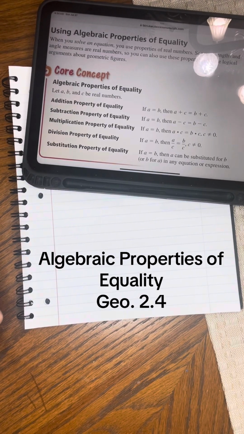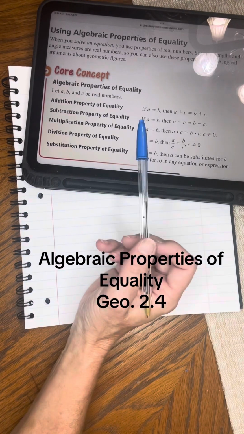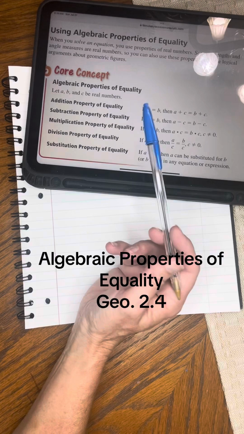When you solve equations, you use properties of real numbers. Now, segment lengths and angle measures are real numbers, so you can use these properties to write arguments about geometric figures. So let's talk about these properties. You already know these properties. You might not know what they were called, though.